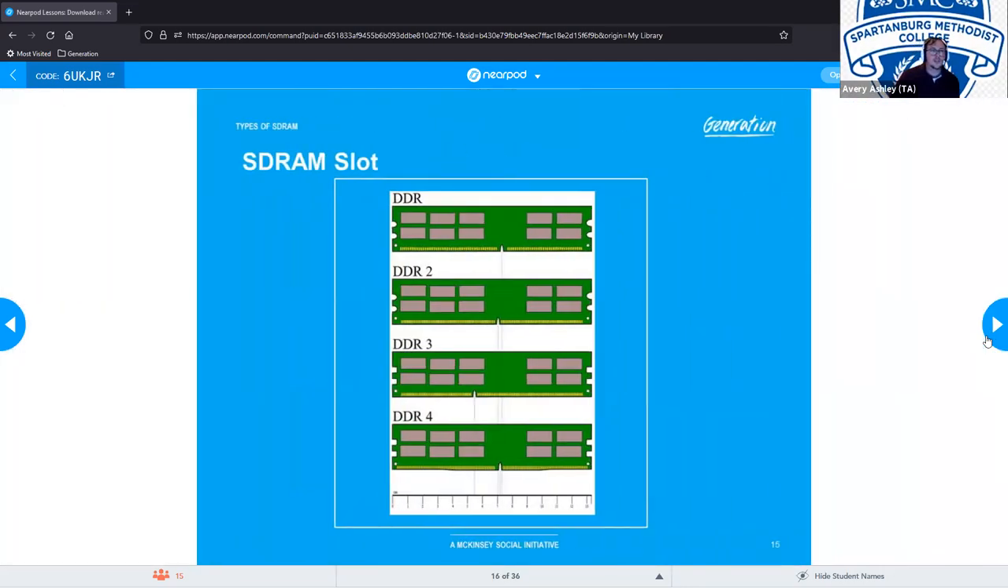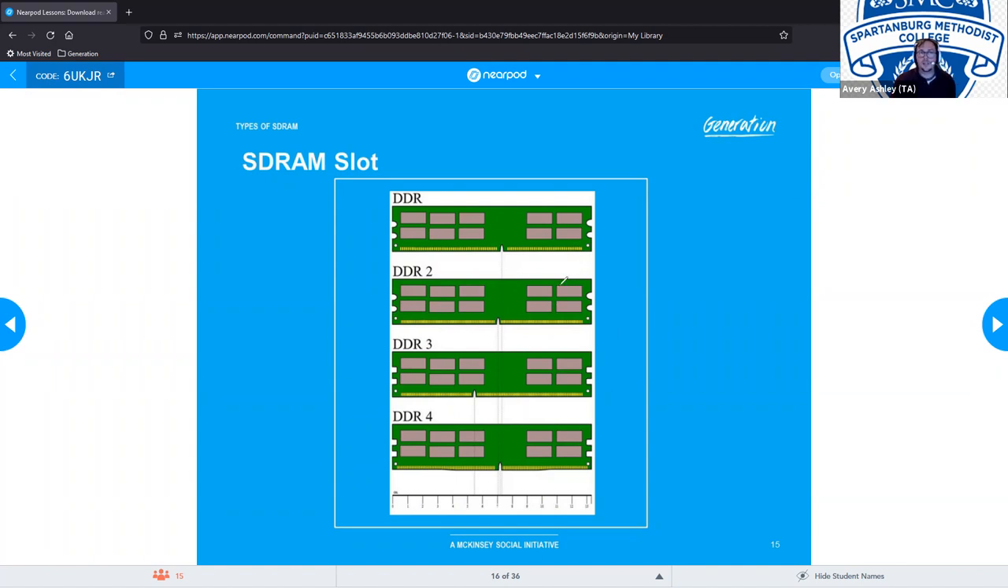All right. So we are on to our SDRAM slots. These are the differences between our DDR 1, 2, 3, and 4. You'll notice that our little notches are in different places to help us figure out what sort of RAM it is, and that way you don't put it into a wrong slot. So you cannot accidentally put a DDR1 module into a DDR2, 3, or 4 slot. They will not line up. DDR1 and 4 are close to each other, but they're off just enough where you cannot put it in.